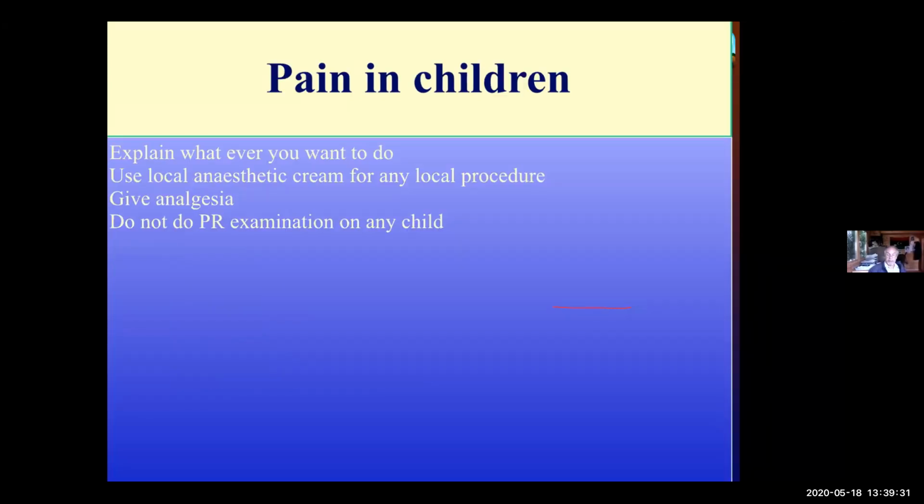So, pain in children. Remember, when you are dealing with children or any patient, either conscious or unconscious, they feel the pain. So make sure you handle them properly. Make sure you explain to them if they are alert. Make sure you think about giving them analgesia if it's not being given. If they are intubated and ventilated, you don't need to worry. But if they are alert, make sure they are not in pain. So use local anesthetic cream for any local procedures. If you have no cream, use the spray. I don't know if you have it or not. Just make it humane for them, and give analgesia when it is needed. And remember that we don't do PR examinations in children at all in my life, and hopefully you don't do it either.